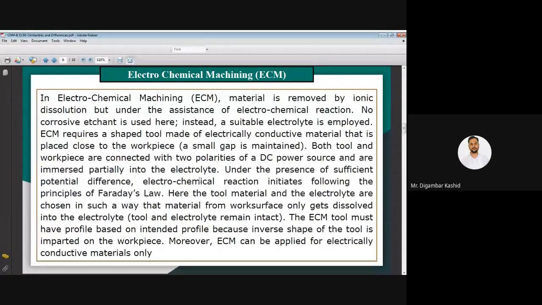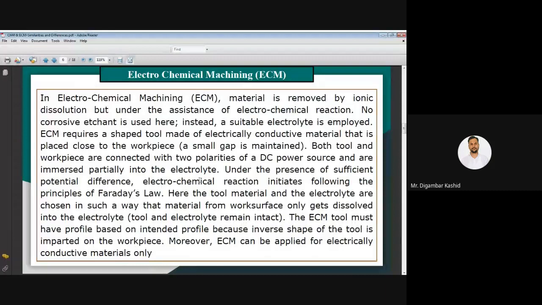So under the presence of sufficient potential difference, electrochemical reaction will initiate, and it follows the principle of Faraday's law. Here the tool metal and your electrolyte are chosen in such a way that metal from the workpiece only gets dissolved into the electrolyte. So tool and electrolyte remain intact. This electrochemical tool must have a profile based on the intended profile, because the inverse shape of the tool is imparted on your workpiece. जो वर्कपीस आपल्याला शेप पाहिजे तो शेप पहिला आपल्या टूलवर देणं गरजेचं.